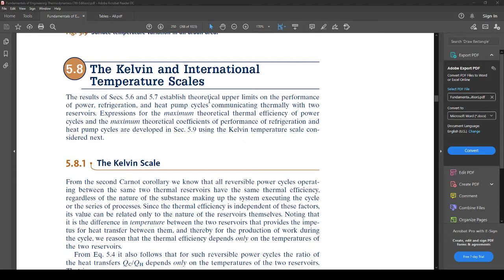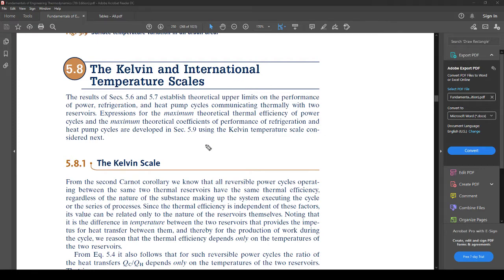So it says the Kelvin and International Temperature Scale. Everybody knows what Kelvin and Rankine are. But to evaluate maximum theoretical performance, you need to know temperatures in Kelvin and the international scale. It does not work for other ones. So we have to know this.